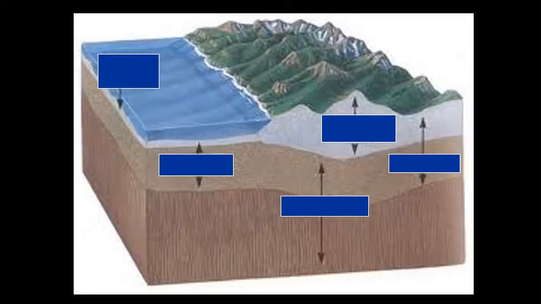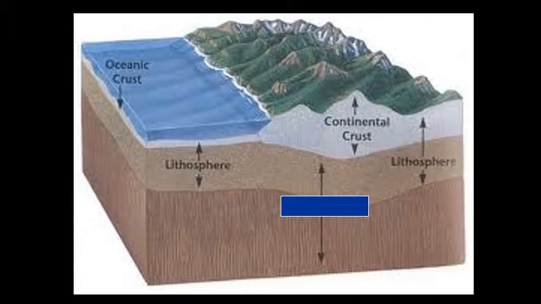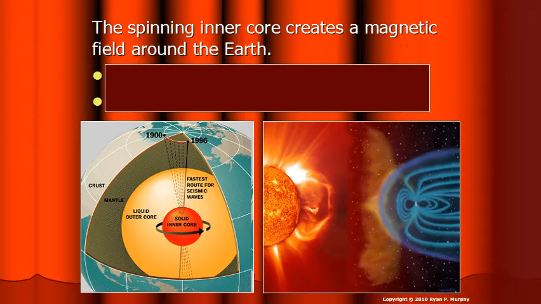All right, so what we have here then, see if you can name all these things. We have the ocean crust, we have the continental crust, we have the lithosphere. Notice the lithosphere is much thicker in the continental areas. And we have, what's that part? The upper mantle.